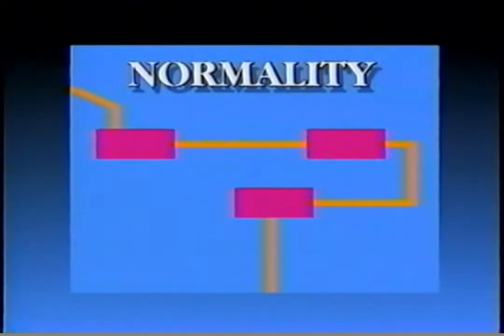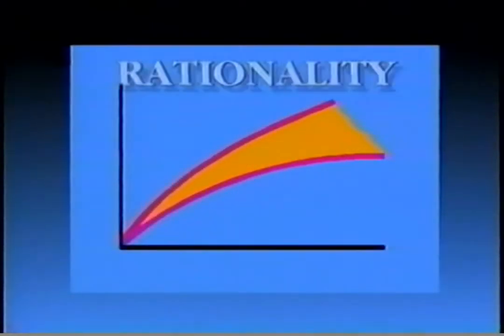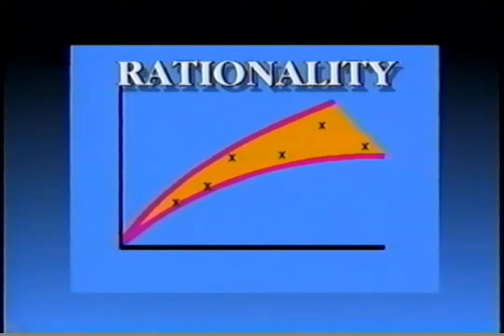OBD-II checks components and functions in two ways. One is the concept of normality. Normality is when the system checks for open or short circuits. The second utilizes a concept we call rationality, in which components or groups of components can be checked for rational or predictable performance based on total input from all the related systems.